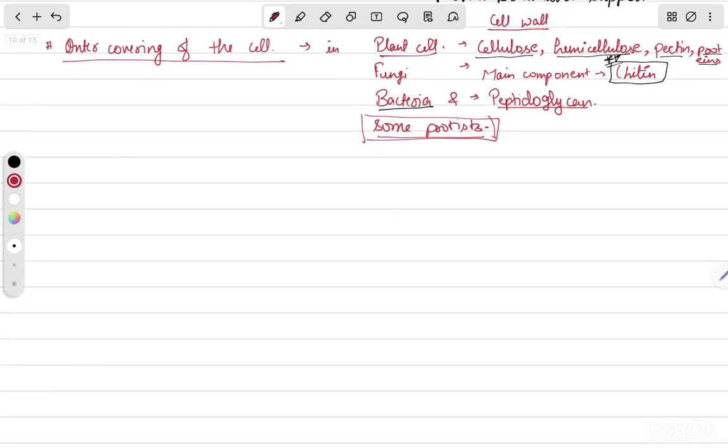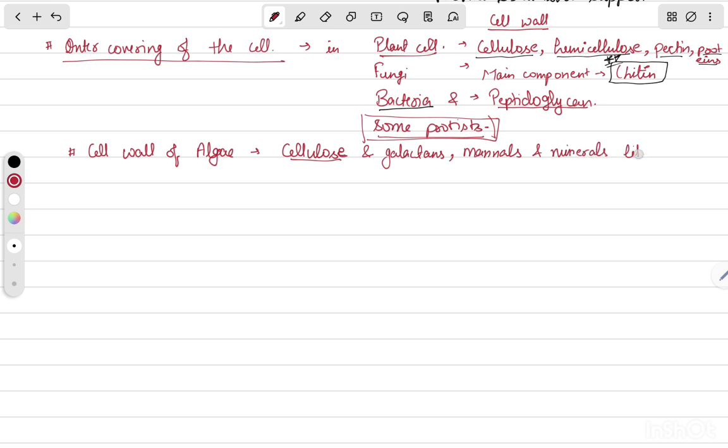Now there is one more important point: cell wall of algae. Component of cell wall of algae. Algal cell wall is made up of cellulose, that is the main component. Other than cellulose, they have galactans, mannans, and minerals like calcium carbonate.